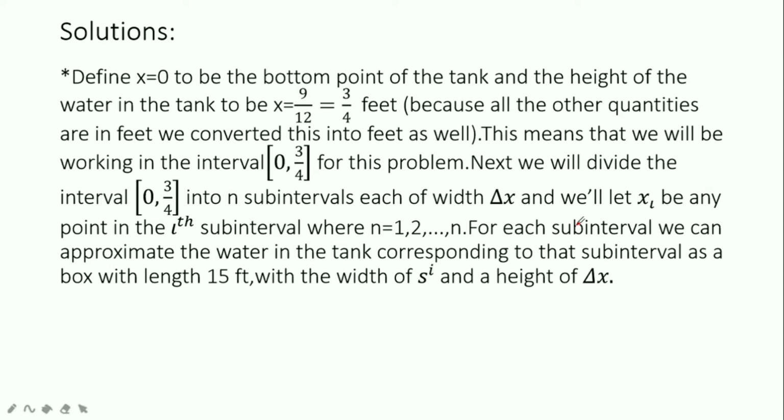Lastly, for the first part of the solution, we define x equals 0 to be the bottom point of the tank, and the height of the water in the tank to be x equals 9 over 12, which is equal to 3/4 feet.